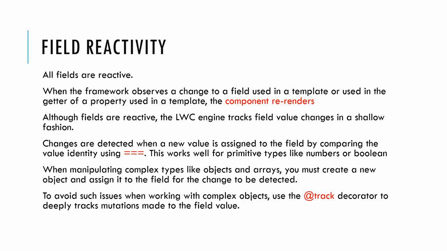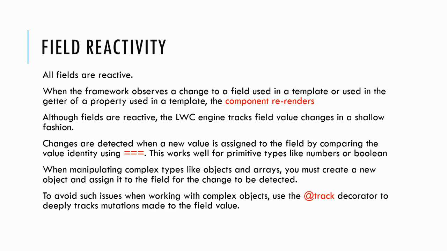So in that case we have to use a separate decorator rather than @api, which is @track. What it does is it checks for the individual elements of that particular data structure, whether it is an object or an array, and if there is any field change or any mutation in a particular element of an array or a particular property of an object, it re-renders the component.